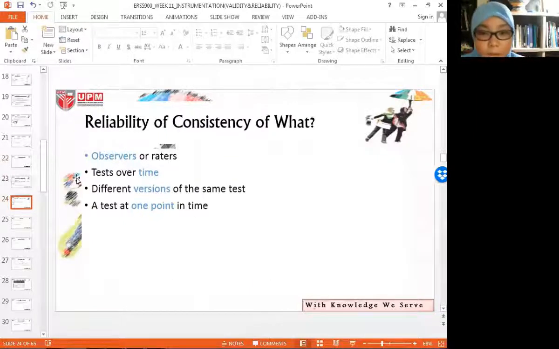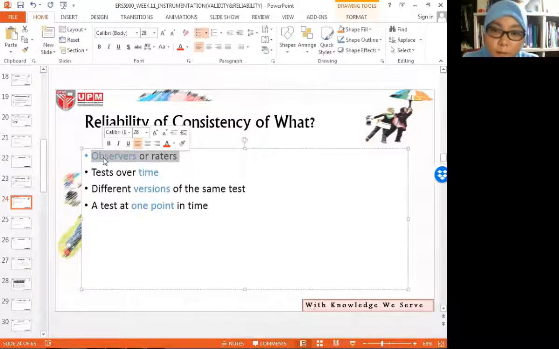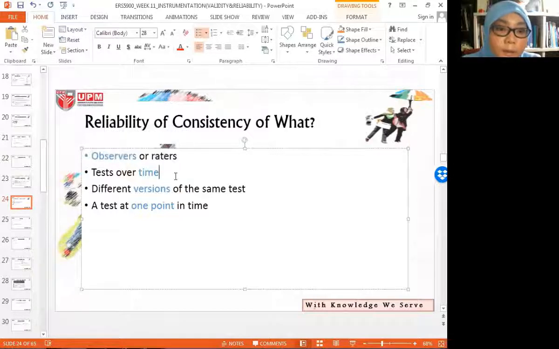Reliability is about consistency, and there are several types. There are a few types of reliability that we can measure. First, observer or rater, the researcher, those who do the data collection. Then test over time, the second type. The third one is different versions of the same test. And then a test at one point in time.